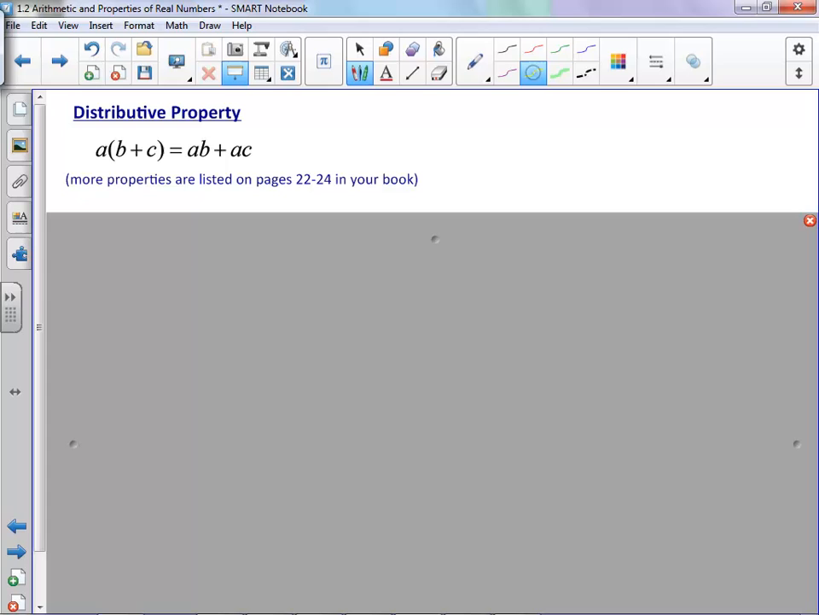Alright, next up we've got properties. They are listed in your book. We aren't going to go through all of them here. The main one we're going to go through and talk about is the distributive property, and that's because we will use this one a lot. Notice here this A is getting multiplied to both parts. So we'll have A times B plus A times C.